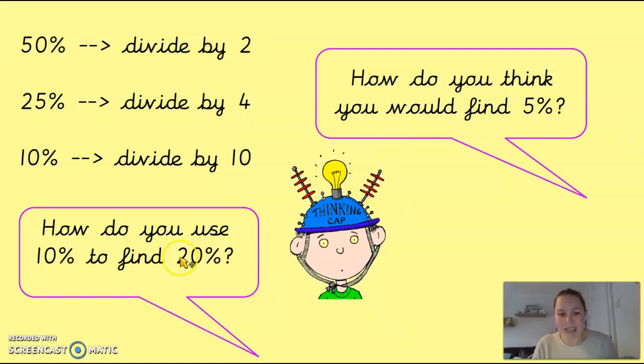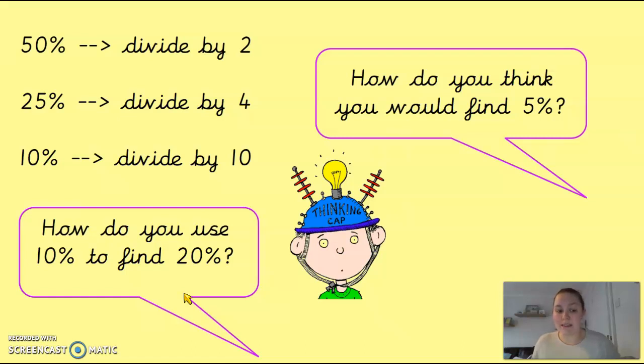So let's recap. How do you use 10% to find 20%? So if I have 10% of a number by dividing by 10, I can just multiply that by 2 because 20 is 2 times more than 10. So how do you think then you could find 5%?